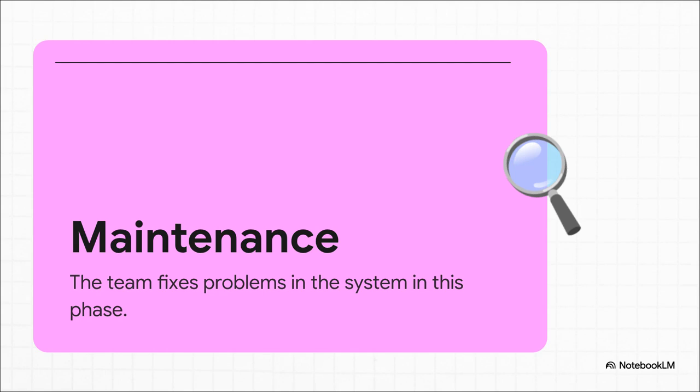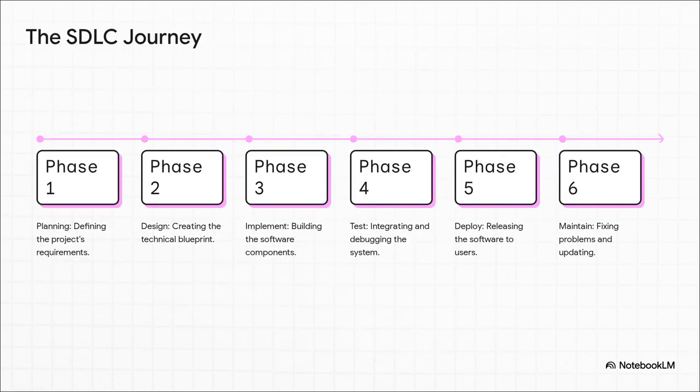Look, no software is ever going to be 100% perfect, and the digital world it lives in is constantly changing. Maintenance is all about fixing those little bugs that users find after the launch, updating the software to work on new iPhones or Android versions, and maybe even adding new features down the line to keep it useful and running smoothly. And there you have it, the whole thing, start to finish.